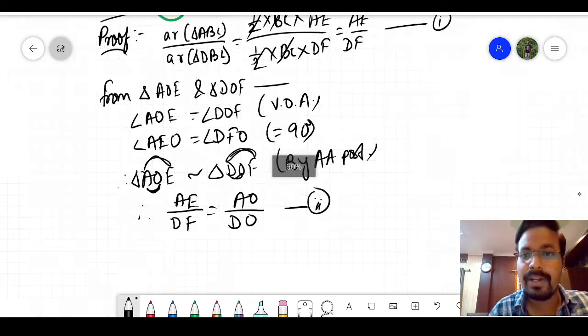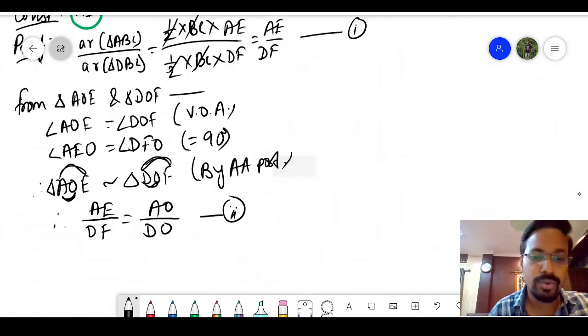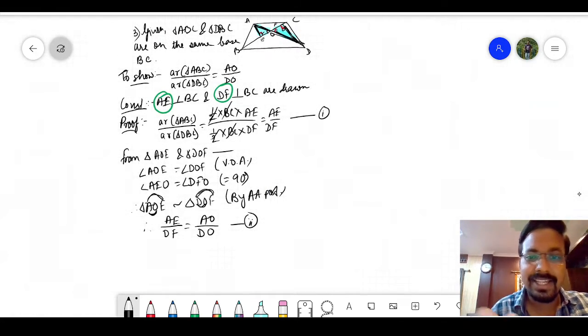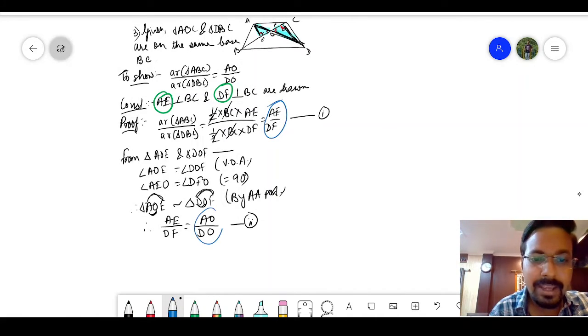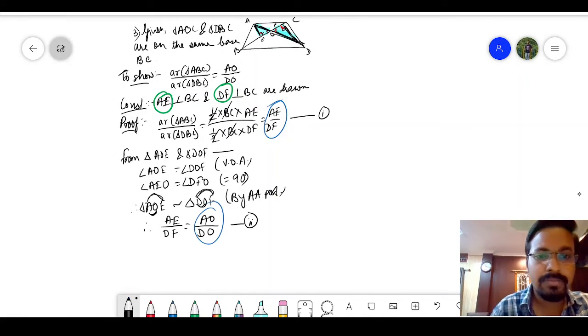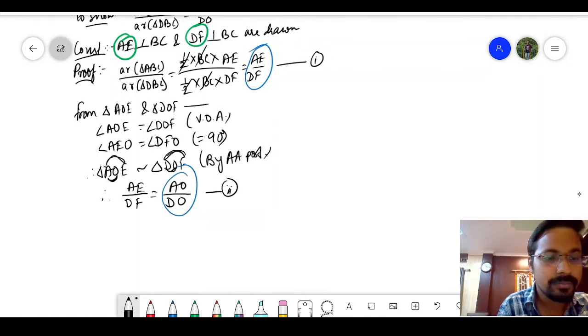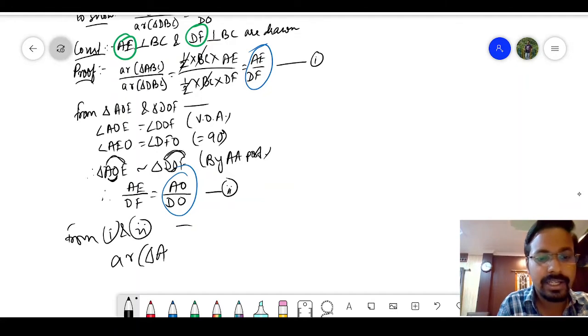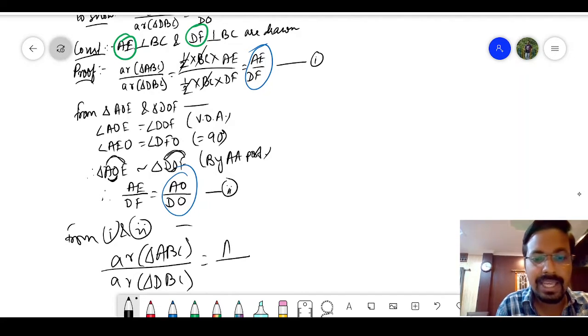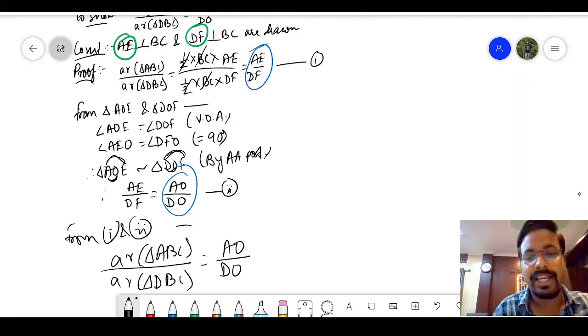Now if we compare the two, equation 1 and equation 2, we can replace this part, this AE by DF by AO by DO, right? So from 1 and 2 we can write area of triangle ABC by area of triangle DBC is equal to AO by DO. Hence we have proved it.